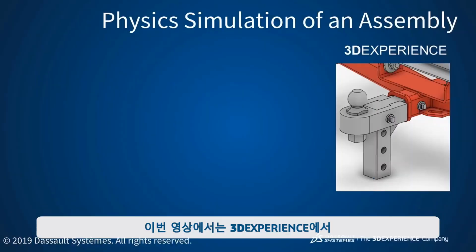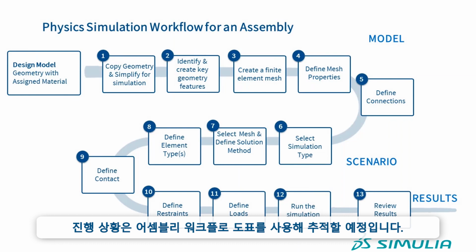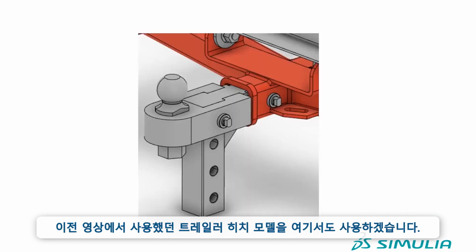This video will demonstrate how to perform a structural simulation on an assembly in 3DEXPERIENCE. We will track our progress using the assembly workflow diagram. We use the same trailer hitch model used in the previous videos.